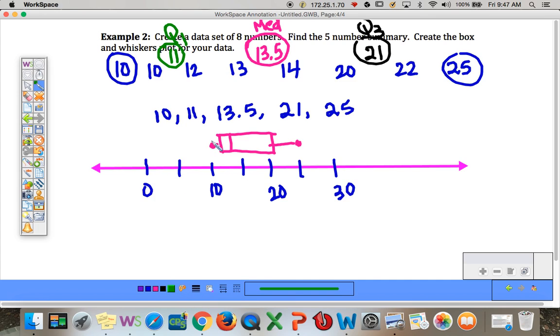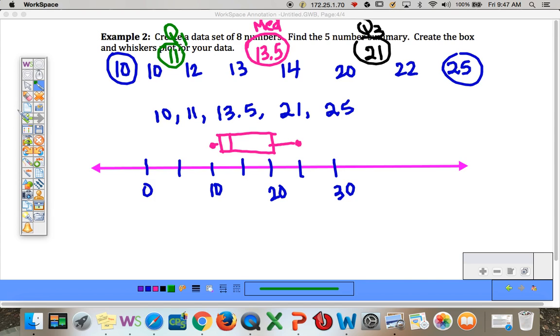And again, they're quartiles because it's divided into 4 parts. And we would say, all right, 25% of our data is right here, 25% of our data is here, 25% of our data is in here, and 25% of our data is in here. So there's what a box and whiskers plot looks like for this set of numbers.